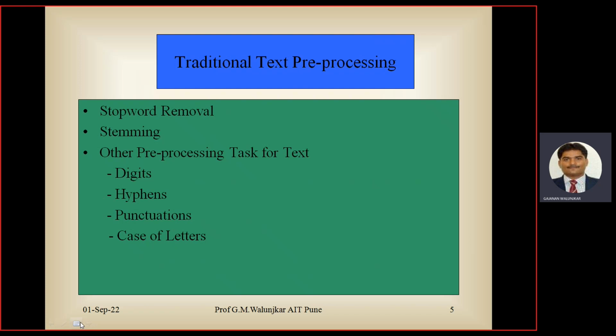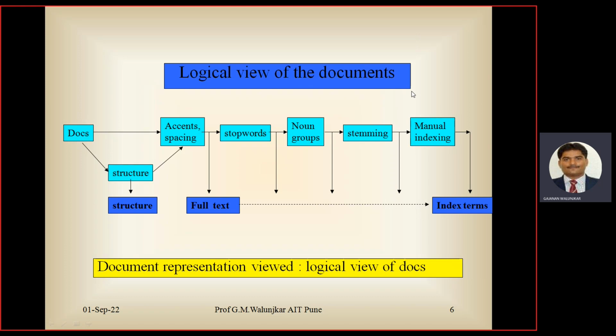Traditional text processing includes stopword removal, stemming, and other processing tasks for text like digits, hyperlinks, punctuation, and case operators that we are considering. This is the logical view of the document. Here, for the document under consideration, you extract the structure of it. Then you work on the parsing. Then you come to the full text in front of you. Then you go for stopword removal. Then you work on the noun groups. Then you go for stemming, and finally manual indexing of that document, and you generate the document representation. This is the document representation view, also called the logical view of the document. Index terms and all these things we'll see in detail in the conflation algorithm.